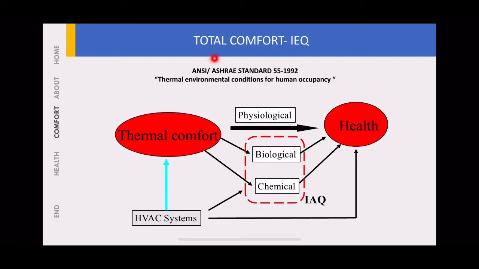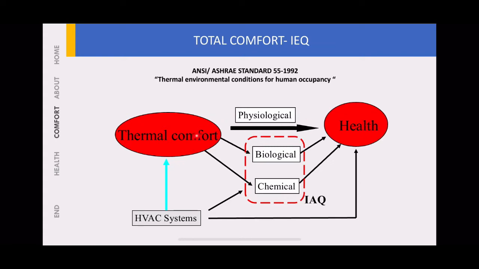Okay, the total comfort, which is the total overall comfort in IAQ, is based on ASHRAE Standard 55-1992, Thermal Environmental Conditions for Human Occupancy. It divides the IAQ into two parts, thermal comfort and health. So we talked about comfort just now. Now we go deeper, which is not just comfort but thermal comfort.